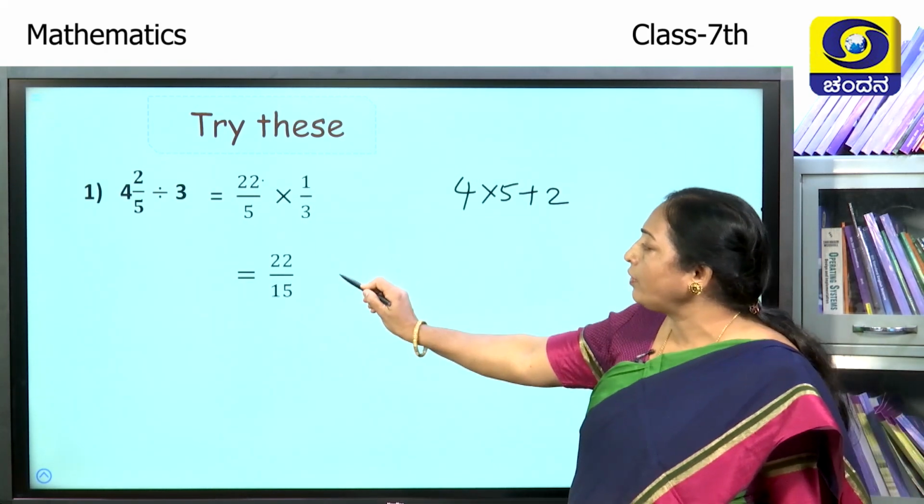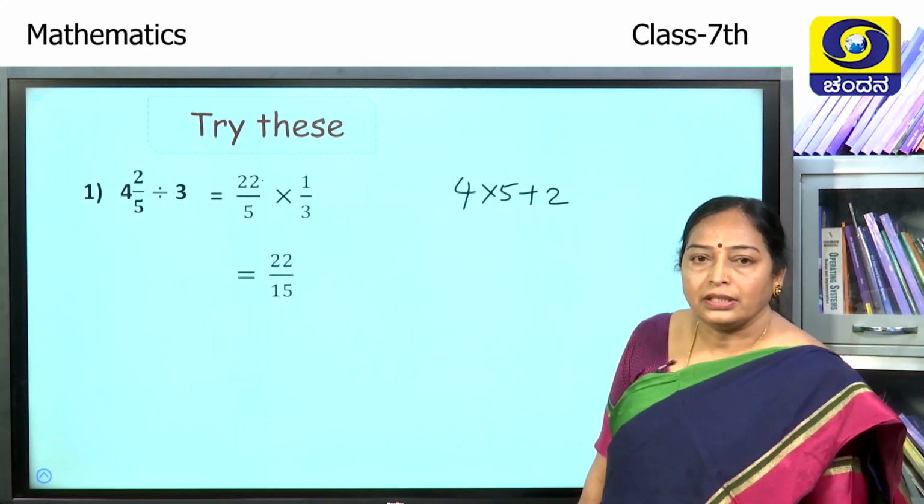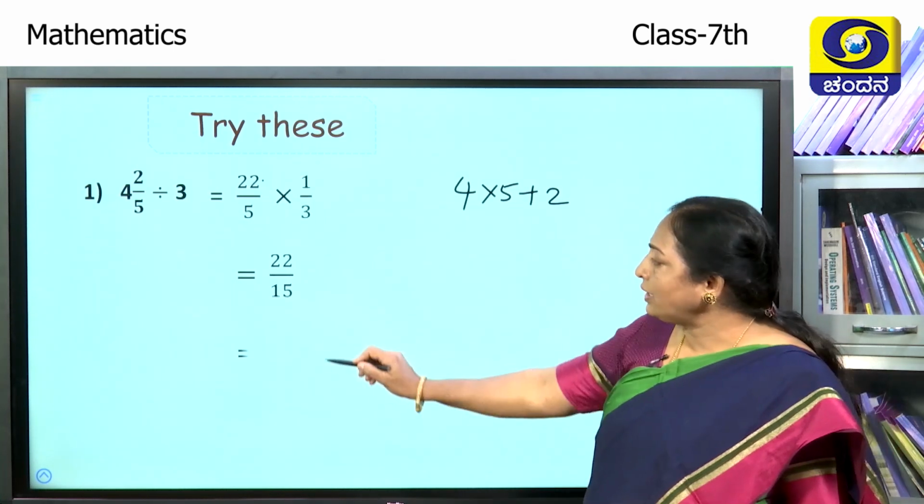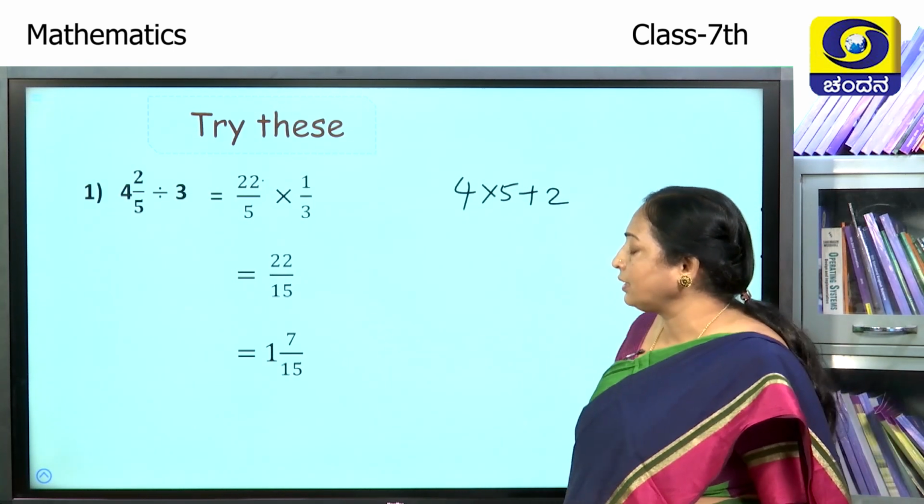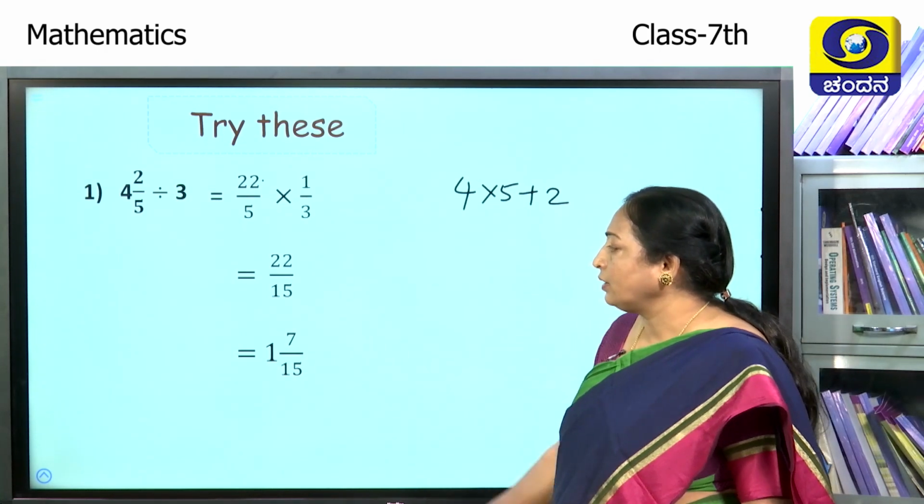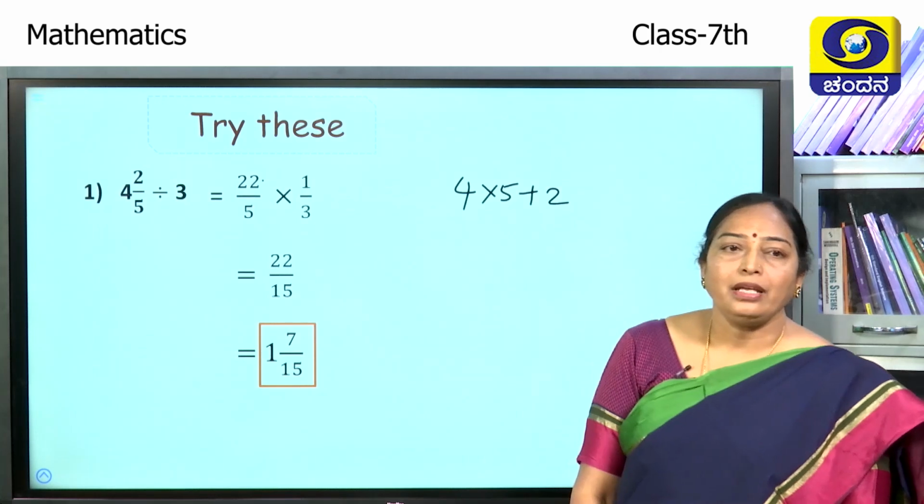It is in the form of an improper fraction. Write it as a mixed fraction again. 15 ones are 15, remainder is 7, and write the denominator as it is. So, the answer is 1 7 by 15.